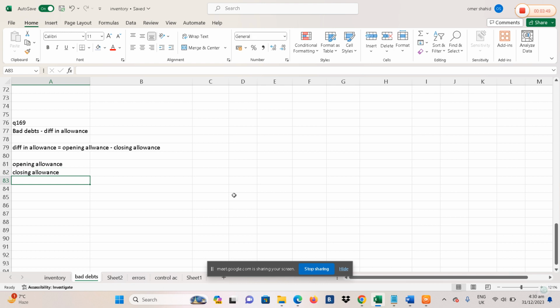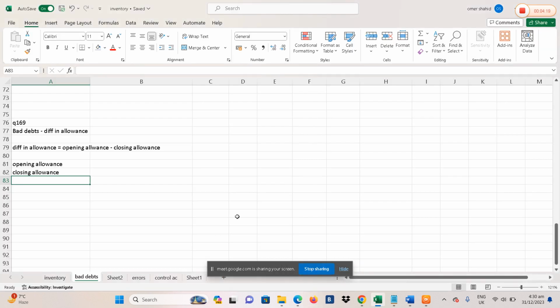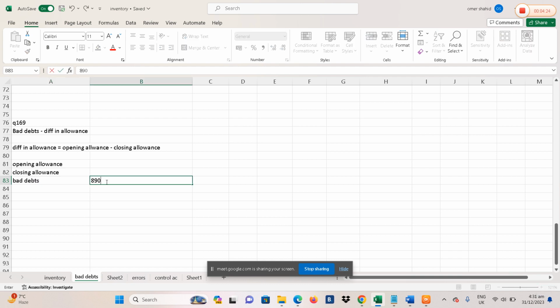Okay, let's come back to the question. Let's read the question. Newell's receivable ledger control account shows a balance at end of the year of 58,200 before making the following adjustments. Number one, Newell decides to write off bad debts amounting to 8,900. So the amount of bad debts is 8,900.